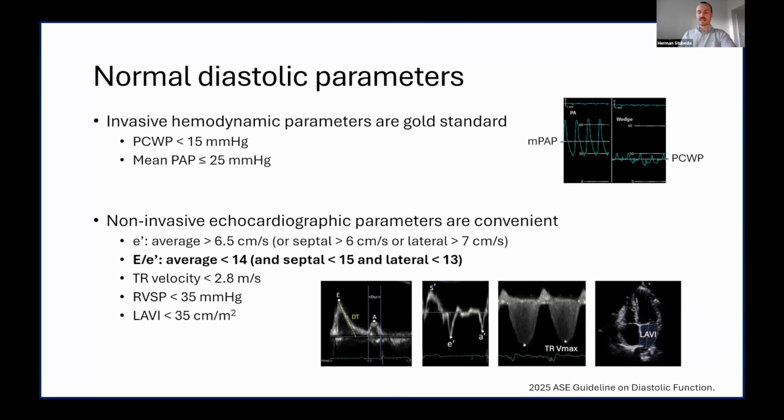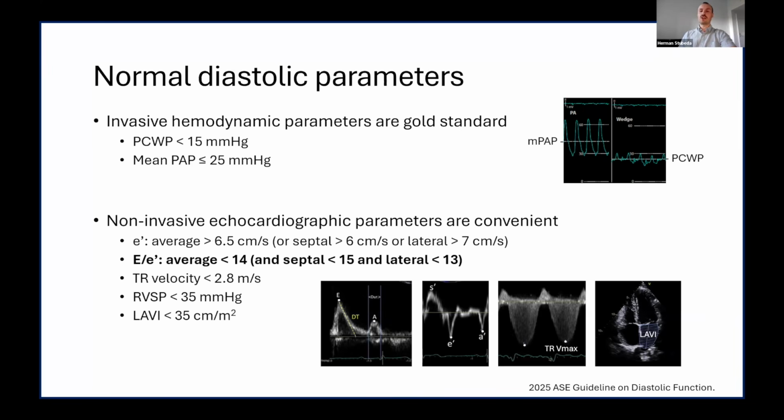So in terms of invasive testing, the pulmonary capillary wedge pressure and the mean pulmonary artery pressure correlate well with the left atrial pressure and LV filling pressures. Normal wedge pressure is below 15 millimeters of mercury at rest, and these are obtained on right heart catheterization in the cath lab.